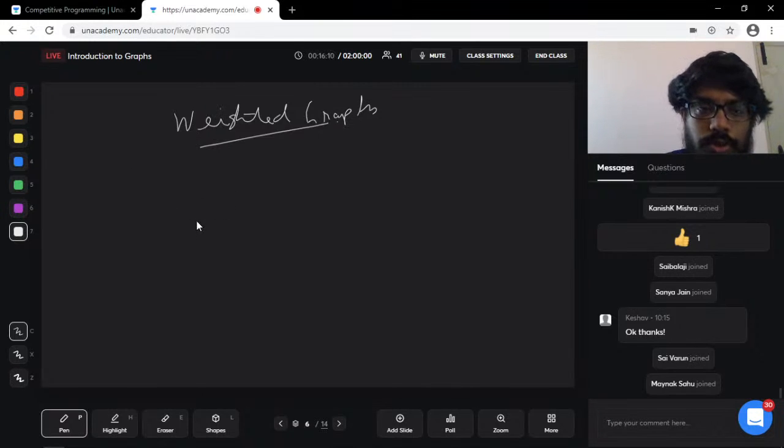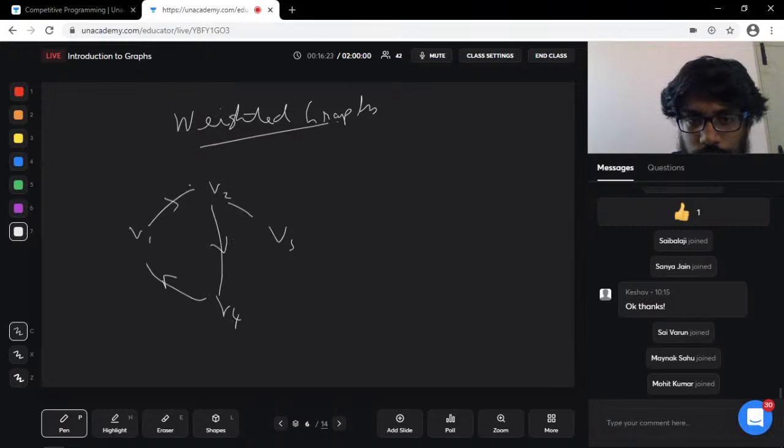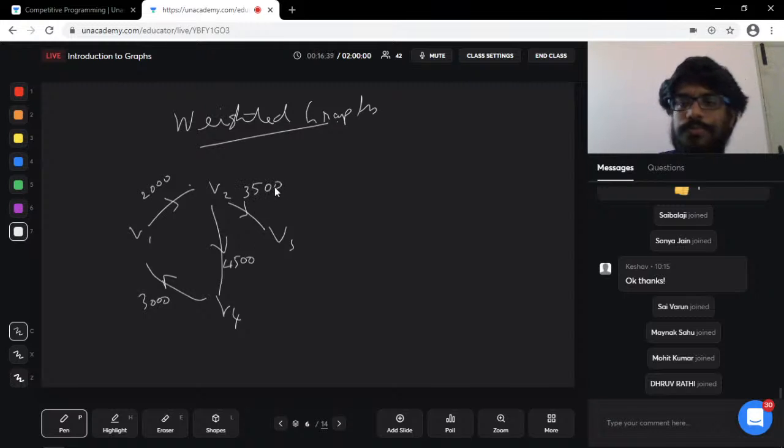So instead of saying I have V1, V2, V3, V4, and I'm basically just going with the same example for all these things right now. Instead of just saying that these are the flights, I'm also going to say this flight costs me 2,000 bucks. This flight costs me 3,000. This flight costs me 4,500, and this costs me, I don't know, 3,500.